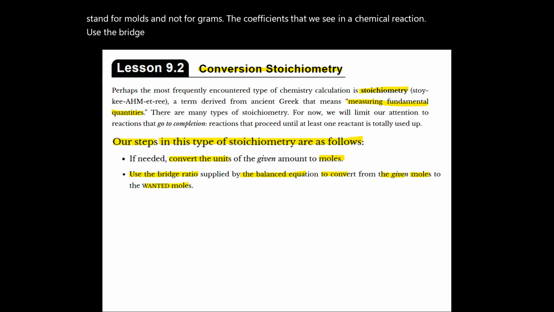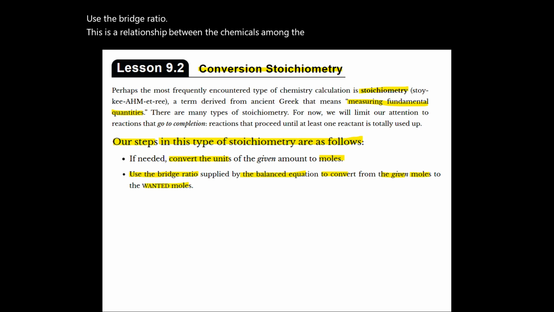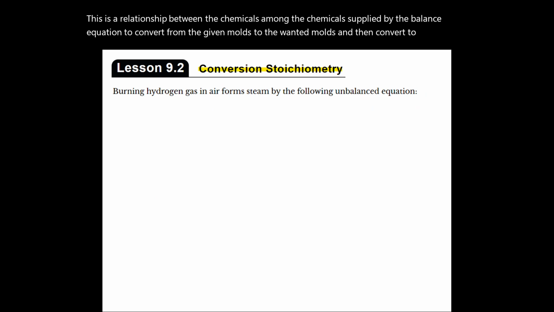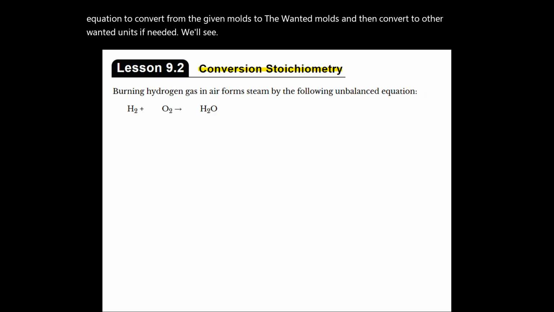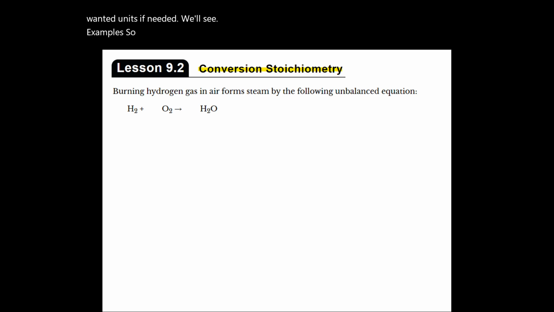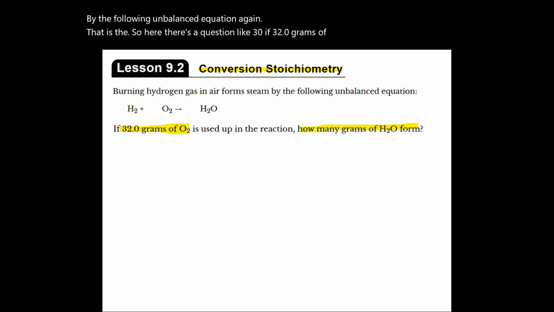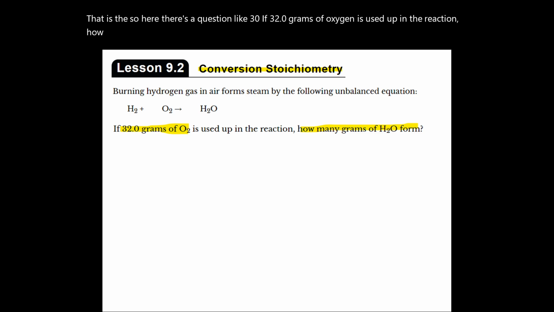Use the bridge ratio. This is a relationship among the chemicals supplied by the balanced equation to convert from the given moles to the wanted moles, and then convert to other wanted units if needed. We'll see examples. So the burning of hydrogen gas in air forms steam by the following unbalanced equation. Here there's a question: if 32.0 grams of oxygen is used up in the reaction, how many grams of water form?